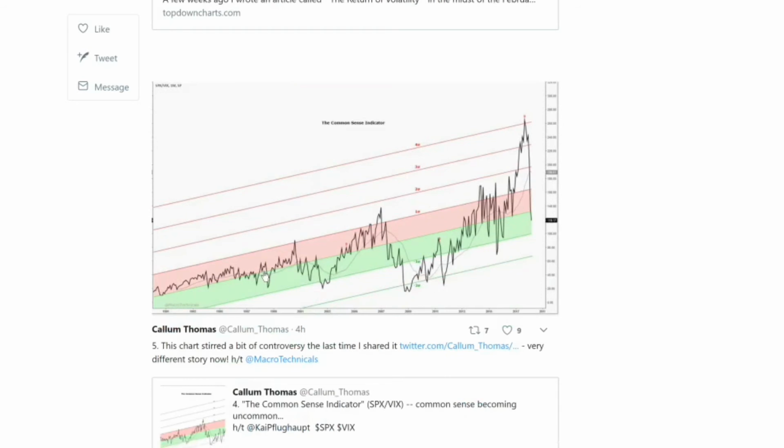And the last one, which talks about the VIX or volatility, is this interesting one here called the common sense indicator. And this is dividing the S&P 500 by the VIX. Now, some people would probably tell you that you shouldn't be doing that because it's a non-stationary series versus a stationary series. But you can pretty easily get around that by adding in a trend line, which he has done here. And so it's Kai of Macro Technicals, another good follow there. He's got some pretty interesting charts.